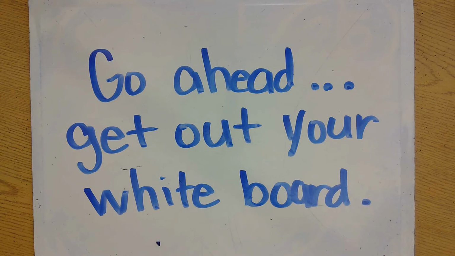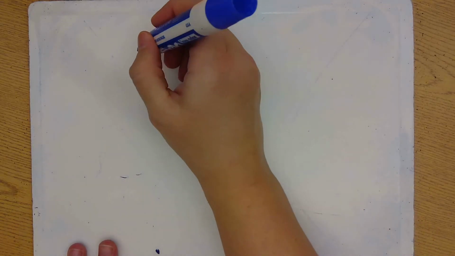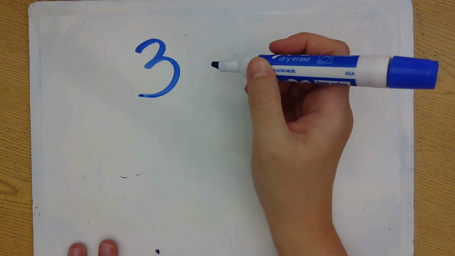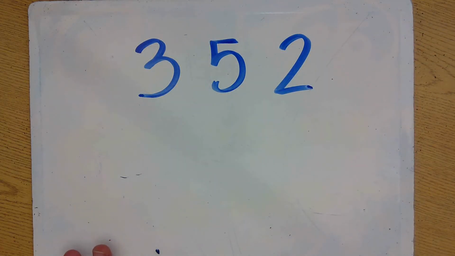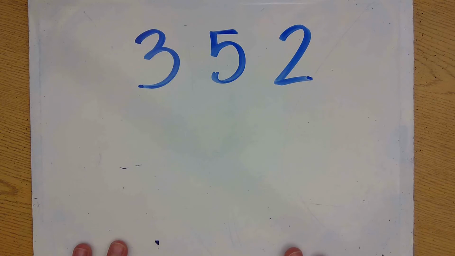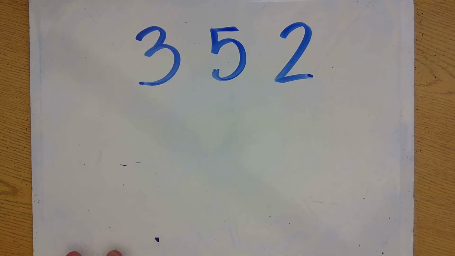For the next part of our activity, our video today, I would like you to go ahead, get out your whiteboard and your marker as well. Pause the video so you have time to get your whiteboard and your marker out. Now that you have your whiteboard out, what I would like you to do is write the number 352. Let's go ahead together and show what 352 looks like in base 10 blocks.